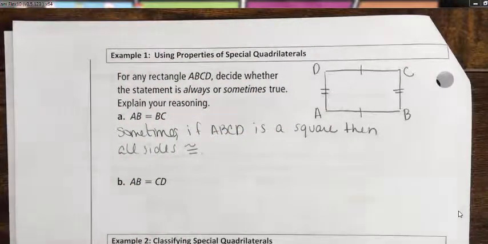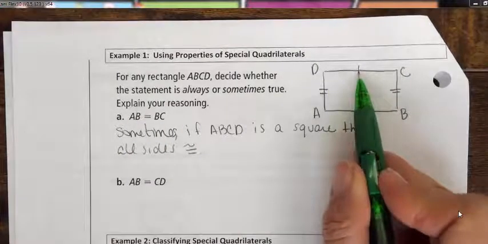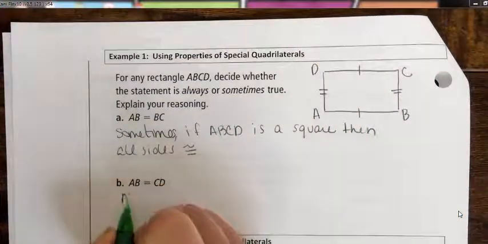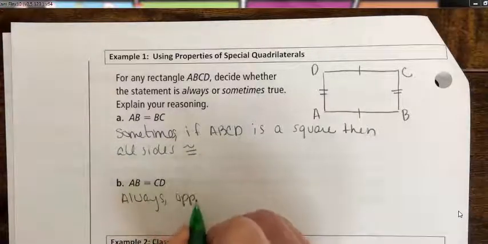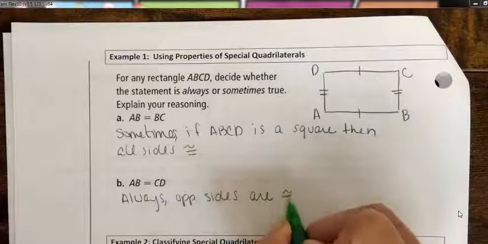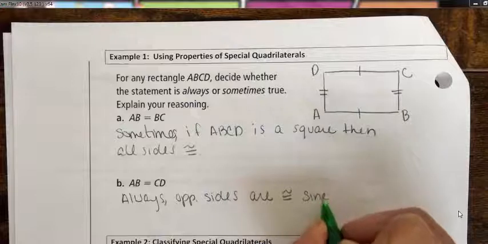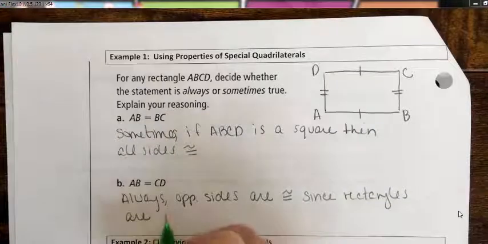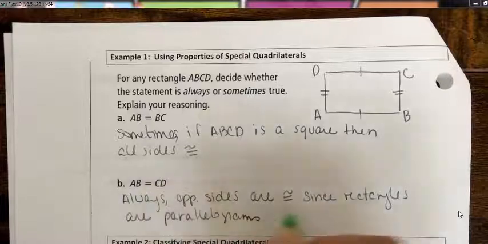Now, is AB equal to CD? Well, as we said, a rectangle is also a parallelogram, and in a parallelogram, opposite sides are always congruent. So I would say always. Opposite sides are congruent, since rectangles are parallelograms. And that's a property of parallelograms.